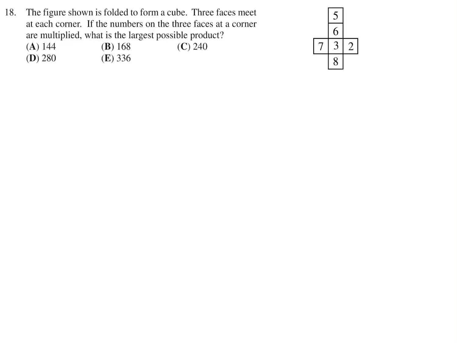The figure shown is folded to form a cube. 3 faces meet at each corner. If the numbers on 3 faces at a corner are multiplied, what is the largest possible product? So the first step in this question would be to just draw a cube.